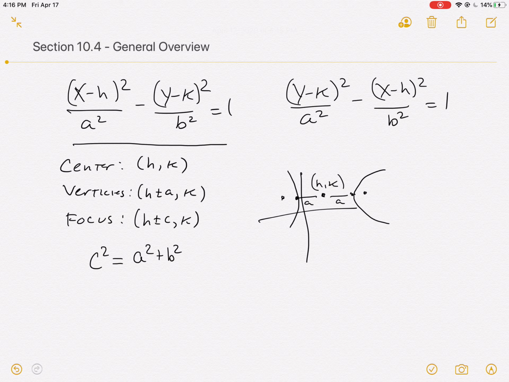There's one other piece of information, and that is the asymptotes. And the asymptotes are always the same. They're going to be y minus k, because they're a linear equation, so it's a y equals equation. And it's plus or minus what's underneath the y over what's underneath the x, square rooted, right? So in this case, b over a, times x minus h. That's how it always looks. And so we'll get really good with this.